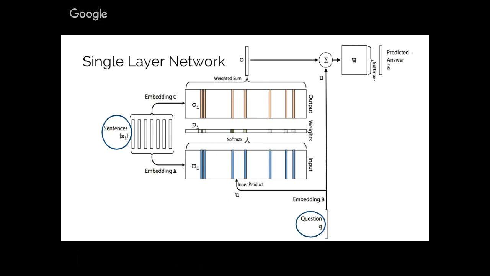So for example, embedding A is saying, how best would I represent the sentences as related to the questions before waiting, right? And embedding C is like, after I know the weighting, then how best would I represent the information so that I can achieve the vector O, which is the output representation embedding, with all of the contextual information I would need to know the answer, right?